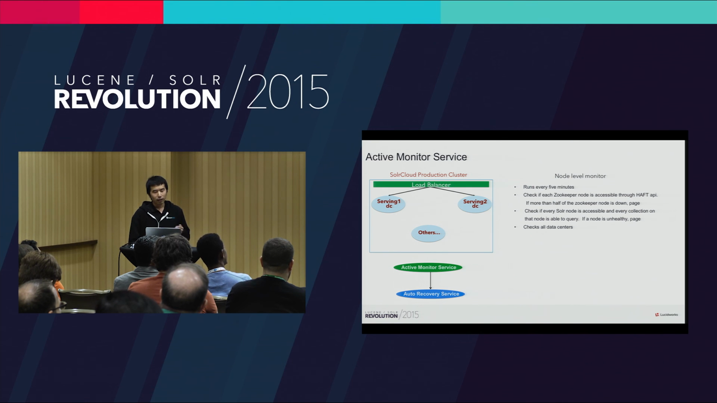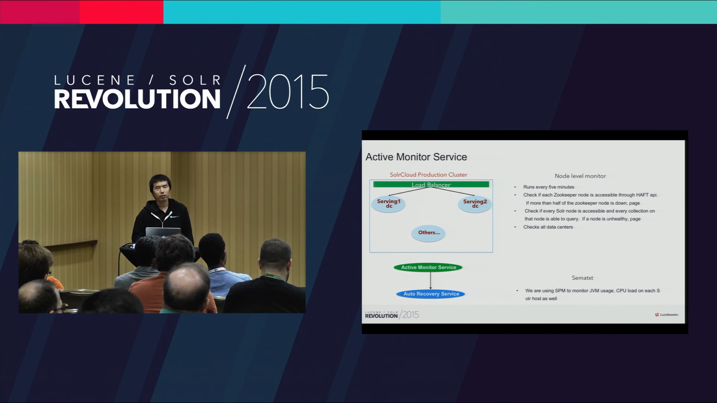If the node is down, suppose you have a data center with 5 nodes, and 2 of them are down, or 3 of them are down, it will page us for now. Like I will mention later, we plan to build an auto recovery service that automatically does the recovery for you. And we also use semantics to monitor the JVM usage and CPU load, also the heartbeat from each host.